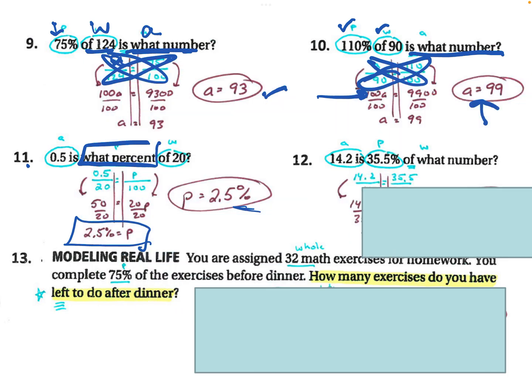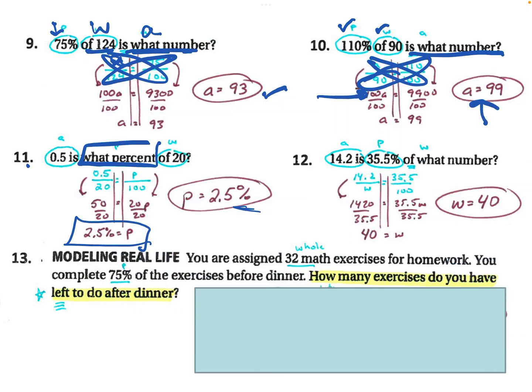And then 12, you have a percent. You have the part, you're figuring out the total number, and that would be out of 40. This is where we're headed, to just not being able to do these simple sentences to do real world problems. You are assigned 32 math problems. I haven't given you 32 math problems to do in a while, but that would be W. You complete 75%. That's P. How many exercises do you have left to do?